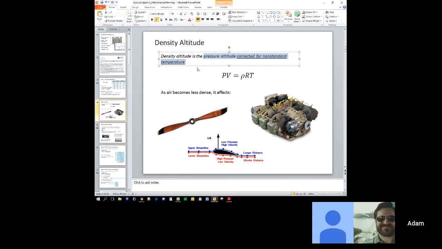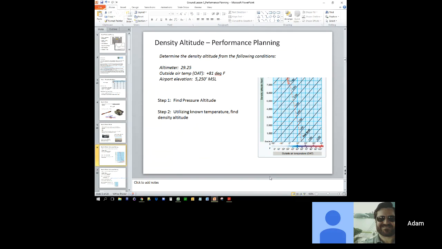And so right off the bat, if we want to find density altitude, we have to know what our pressure altitude is. Now, the first thing you're thinking, because it was definitely the way I was thinking, is that you already told us what our altitude is. It's 5250, right? But that's not right, because that is the altitude you're at with this altimeter setting, 29.25, right?